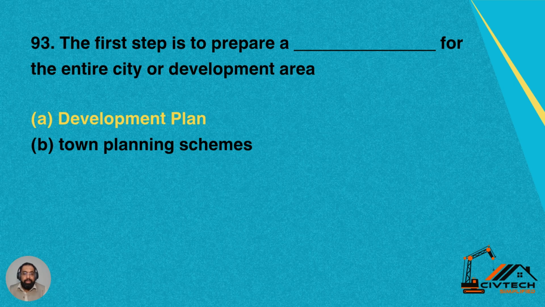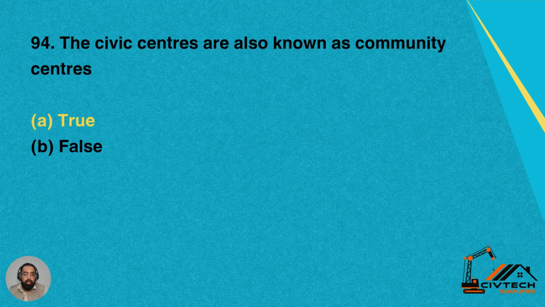Then we have question 93. The first step is to prepare a dash for the entire city or development area. So what should be prepared initially, at the preliminary stage? It's the development plan or town planning scheme. So the development plan is prepared at the initial stages, and then later on TPS are planned or designed for that area. So option A is correct for this question. The first step is to prepare a development plan for the entire city.